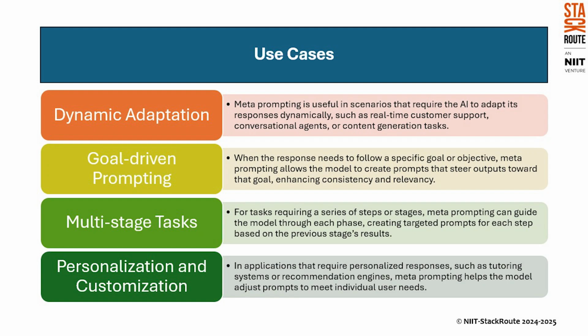Now, let's look at some use cases where metaprompting really shines. First comes dynamic adaptation. This is useful for real-time applications like customer support or conversational agents, where responses need to adapt on the fly. Next, there is goal-driven prompting. When we want to achieve a specific goal or objective, metaprompting can create prompts that guide the AI toward that target, making responses more consistent and relevant. Then comes multi-stage tasks. For tasks with multiple steps, metaprompting can guide the AI through each stage, generating targeted prompts for each new step. And then personalization and customization. Metaprompting can adapt prompts to meet individual user needs, making it valuable for tutoring systems or recommendation engines that require a personal touch.